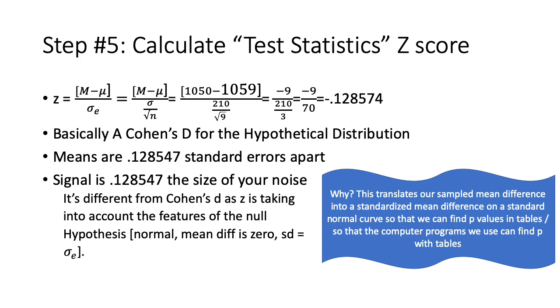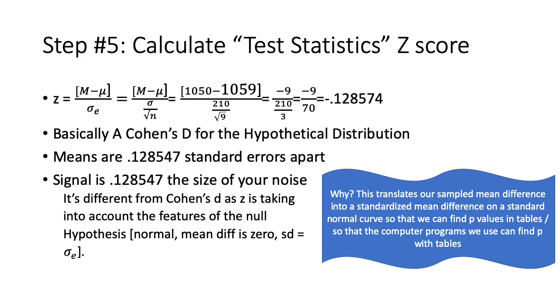210 divided by 3 is 70, so that equals -9 over 70. So our z statistic is -0.128574. Now, this formula should look very familiar to you. It's basically a Cohen's d in the hypothetical distribution.